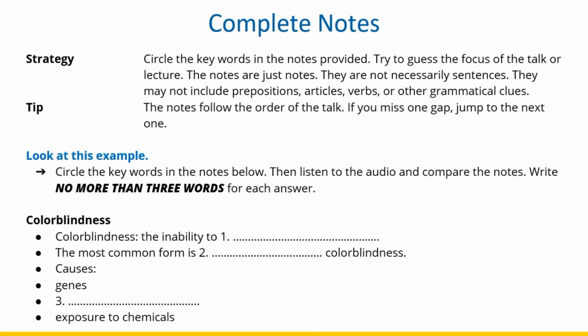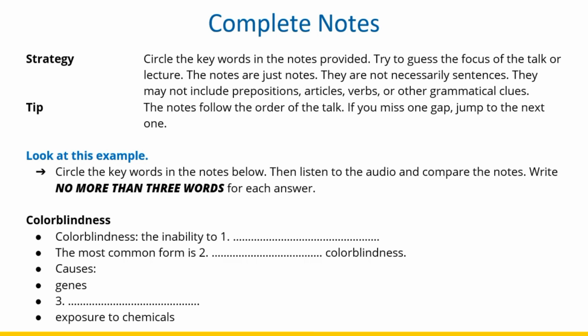And as you see, color blindness, and then you have the following words such as the inability to, and you have to fill out the inability to do what. As you see, in this case, we need a verb. The next sentence we have, the most common form is a gap color blindness. And as you see, it's describing what kind of color blindness. So you have to listen for the adjective that will be describing the most common form of color blindness.